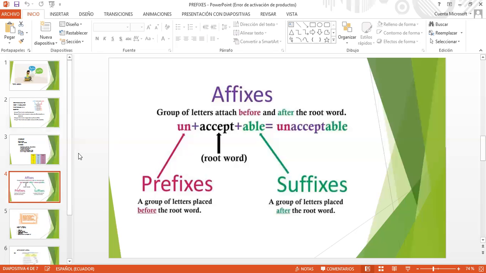After that, we're going to explain, as you can see on the screen, prefixes and suffixes. A prefix is a group of letters placed before the root word, and a suffix is a group of letters placed after the root word. As you can see in the example, un, accept, and able: unacceptable. It is really clear.